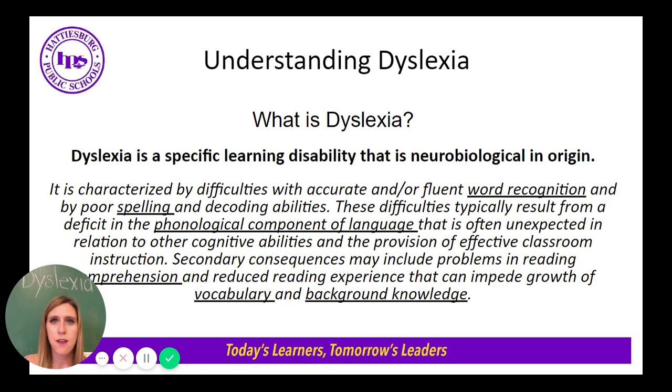Secondary consequences may include problems with reading comprehension, poor vocabulary, a reduced amount of background knowledge. You've noticed that I have underlined the main components or important parts of this definition. But the most important thing is to understand that it is a specific learning disability and it's neurobiological in origin, which means that typically it can be genetic or someone may be born with it. It's not always acquired.